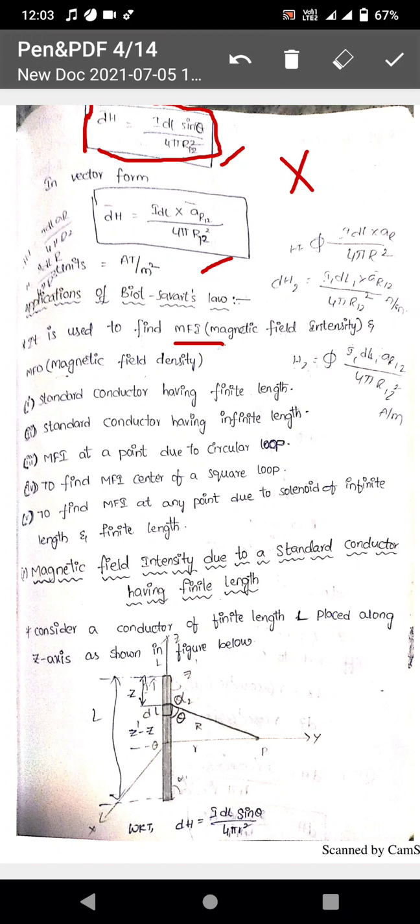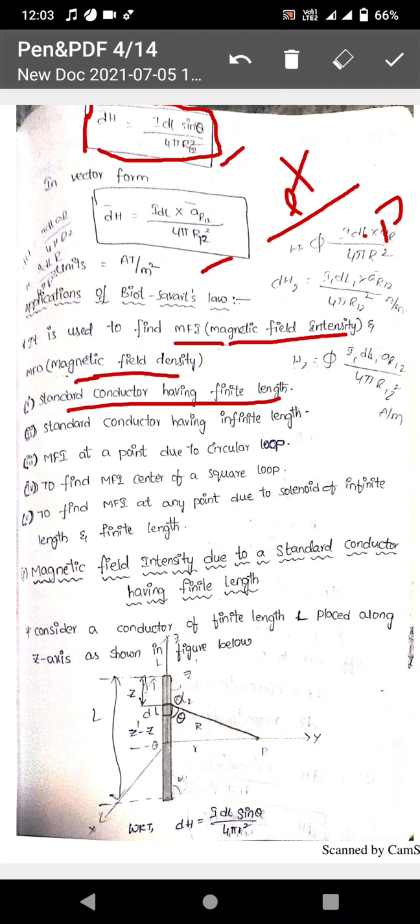Another way to say it: magnetic field density, not magnetic flux density, magnetic field density. The main application of Biot-Savart law is to find magnetic field density or magnetic field intensity, H bar. How many ways can we calculate H bar? Suppose a standard conductor having finite length L, we can calculate at a point P. At point P, what is the magnetic field intensity?